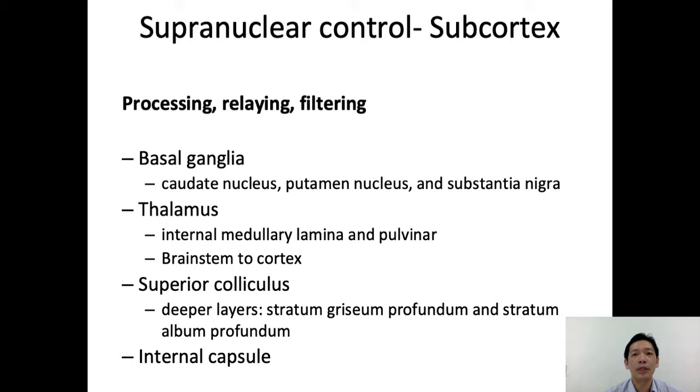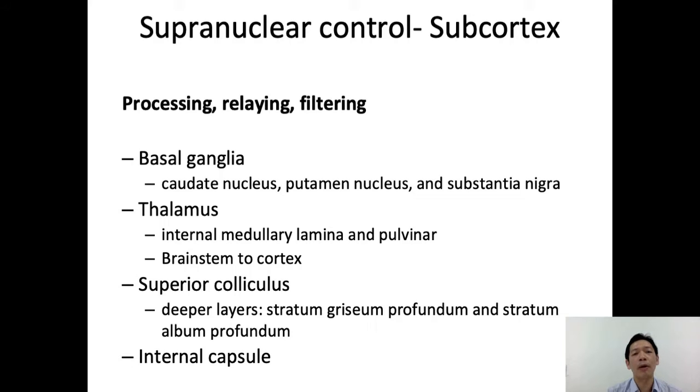Whenever the impulse comes from your cortex, as we discussed just now, it always goes to your subcortex first. So what are the subcortex structures? They are the basal ganglia, thalamus, and superior colliculus. In saccades and pursuit, they share the common subcortex structures, and basically they do some processing, relaying, and filtering of the impulse. I believe that's all you need to mention to describe any type of eye movement, especially saccade and pursuit.